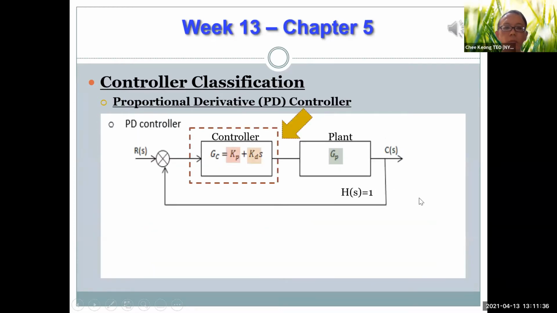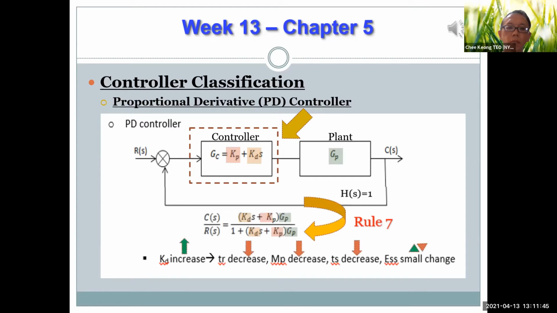For PD controller equation, GC will only contain Kp and KDS because I controller is not used. Using rule 7 for negative feedback in block diagram manipulation, the C(S) over R(S) transfer function can be simplified to (KDS plus Kp) multiplied by GP over 1 plus (KDS plus Kp) multiplied by GP. Notice for PD controller as KD increases, the rise time, settling time and maximum peak decrease, whereas the steady state error only changes in a small magnitude.